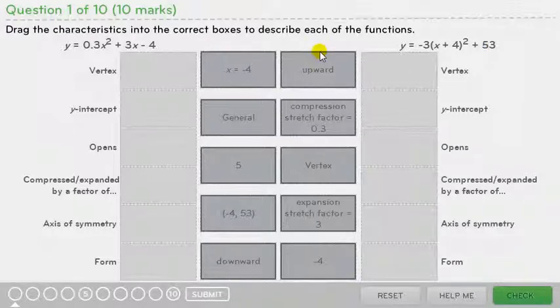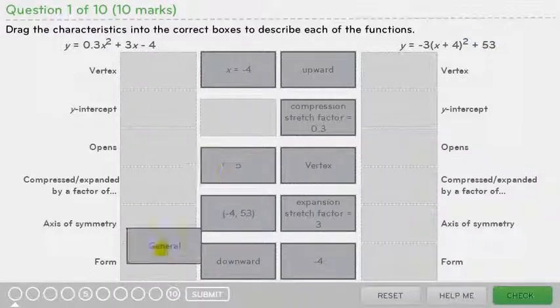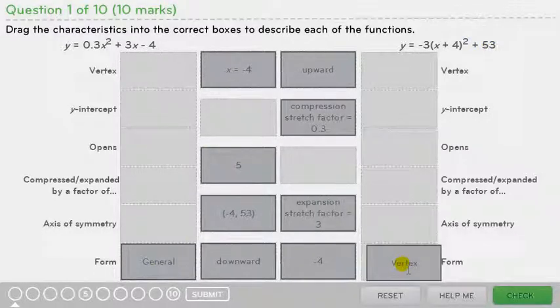The first thing that we can do is we can see that we have two different types of equations. We have one equation in general form and one equation in vertex form. So let's solve that first. General form and vertex form.